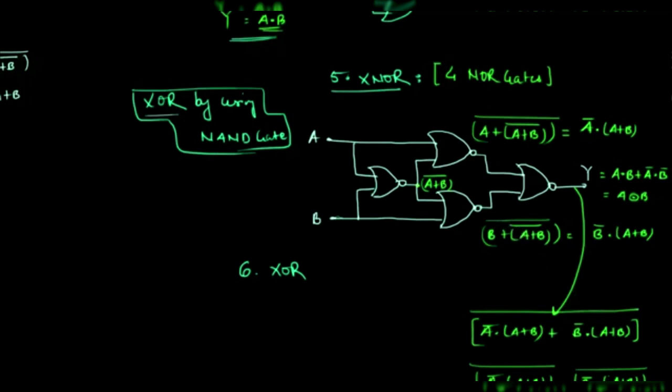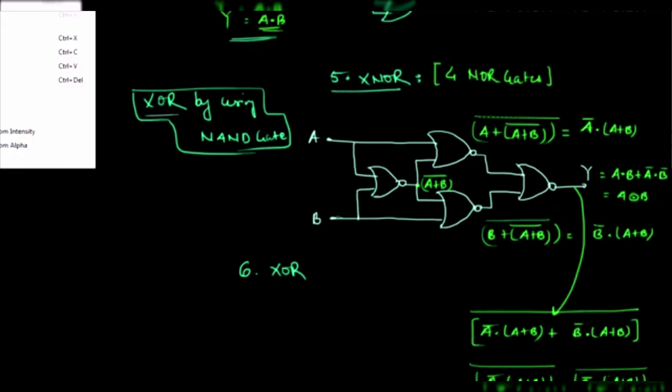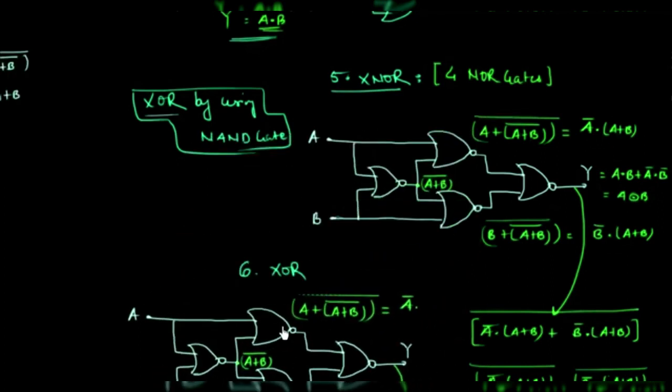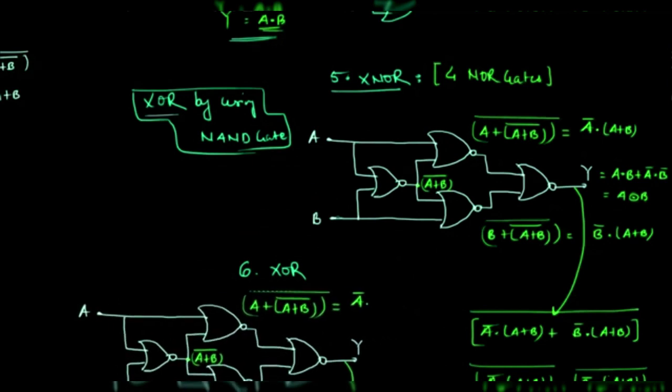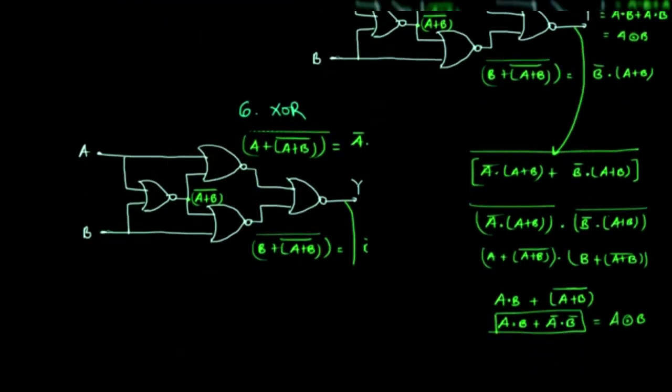So we'll quickly copy this arrangement. I will copy this and then we'll paste it. And the output of this arrangement we have to complement. We have to complement the output, and the output here, let's say it is Y prime, is equal to A XOR B. So by using 5 NOR gates, we can implement an XOR gate.